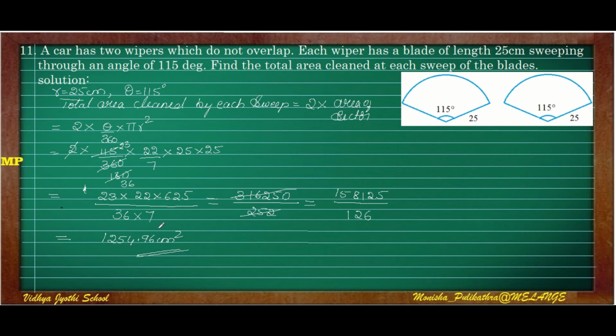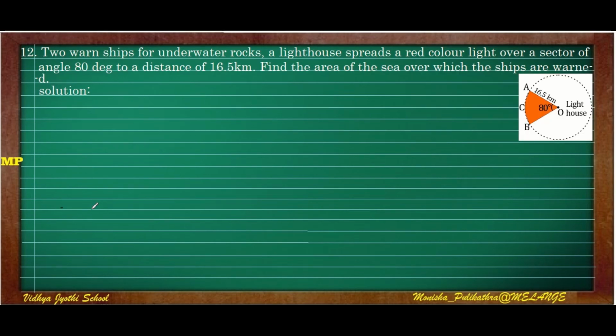I hope you understood this. Let us move on to the 12th question of this session. Two warships for underwater rocks. A lighthouse spreads a red color light over a sector of an angle 80 degree. So here theta is 80 degree and distance, that is r is 16.5 kilometer. We have to find the area of a sea over which the ships are warned.